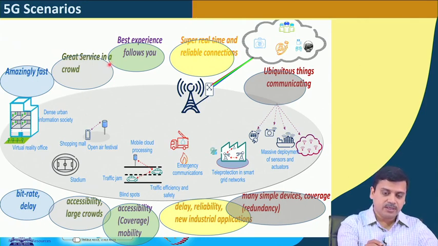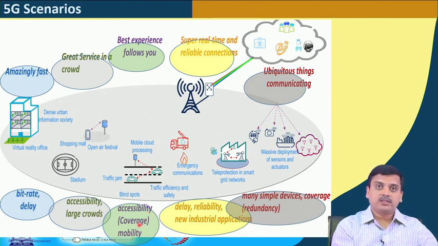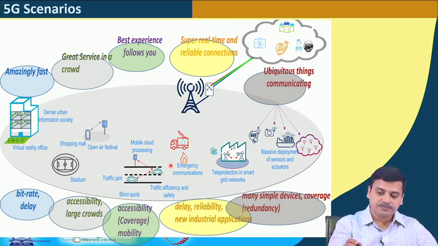A great service in crowd situation would effectively mean accessibility. That means, all devices are connected in large crowds. Then there was also at some point of time description about the best service follows you, which is again a keyword or acronym or a particular description from the industry, which would translate to accessibility, coverage and mobility. That means, while you are moving around and you have access from all situations in different mobility conditions.